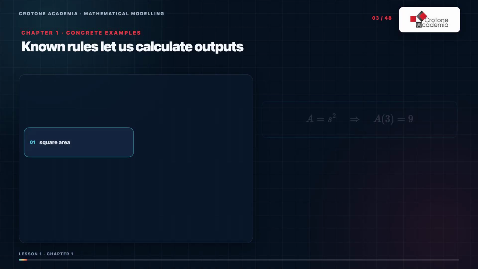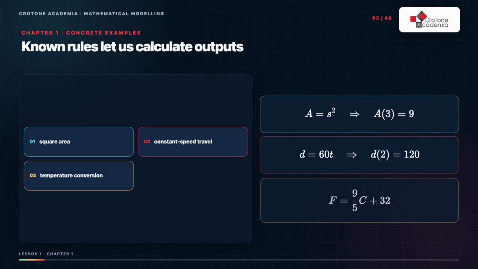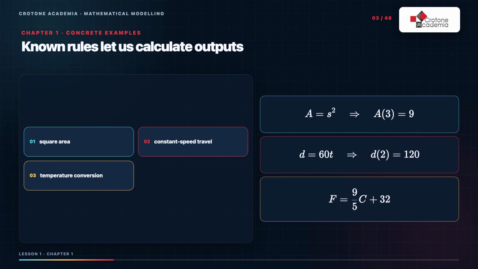Let us examine three known relationships. If S is the side length of a square and A is its area, then A equals S squared. A side length of 3 produces an area of 9. If a vehicle travels at a constant 60 kilometers per hour, distance d equals 60 times time t. 2 hours produces 120 kilometers.